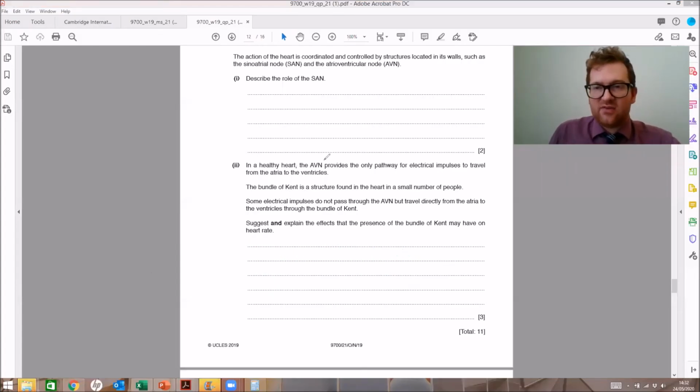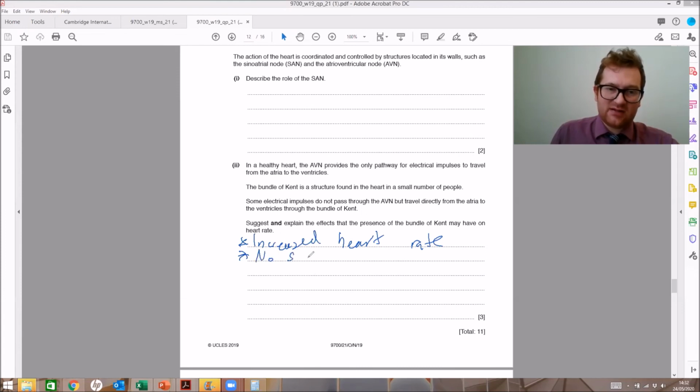So if the AVN is being bypassed, remember the AVN effectively regulates the impulse that travels, so it slows it down. So what happens here is you could say that it leads to an increased heart rate. The reason for that is that the AVN is bypassed and it leads to ventricular contraction more regularly than it should do. So there's no slowing down of impulses, because that's the role of the AVN, to regulate the impulses reaching the ventricles.